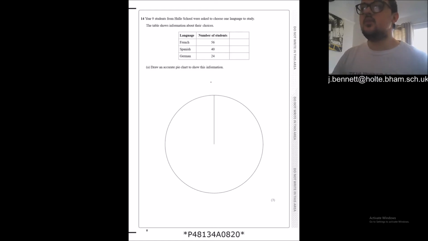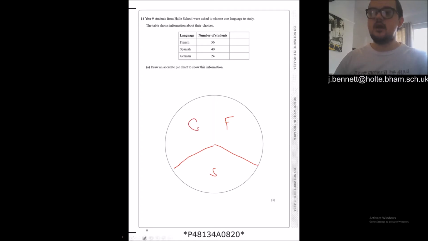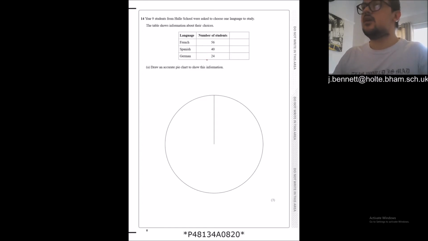So what we need to work out is, we're going to have something a bit like this, where one of them is French, one of them is Spanish, one of them is German, but we don't know what the angles are going to be. We want to work out how big each of these parts of our pie chart are going to be. First thing we want to do is work out the total number of students. So 56 plus 40 plus 24. 6 plus 4 is 10, carry the 1, 5 plus 4 is 9, plus 2 is 11, plus 1 is 12. So we have a total of 120.